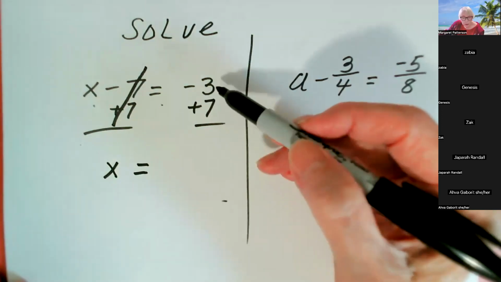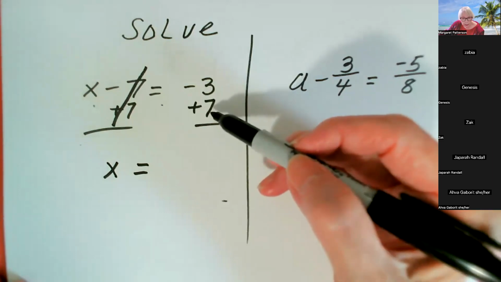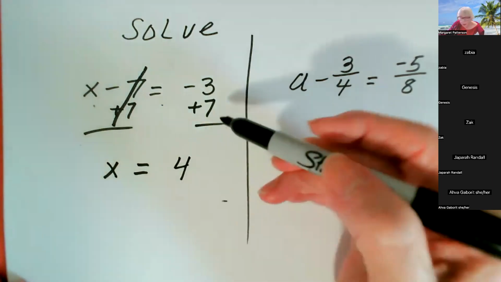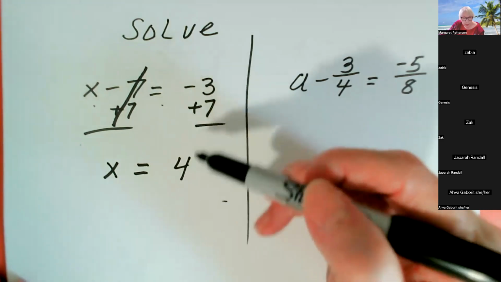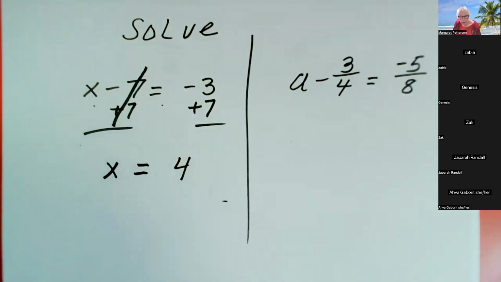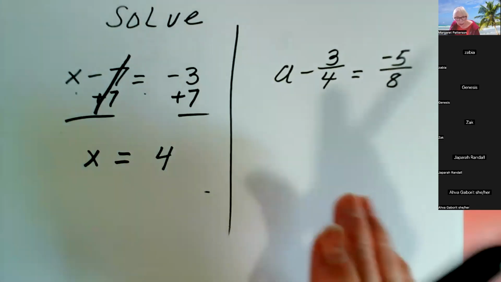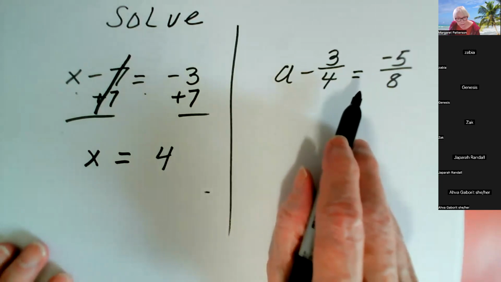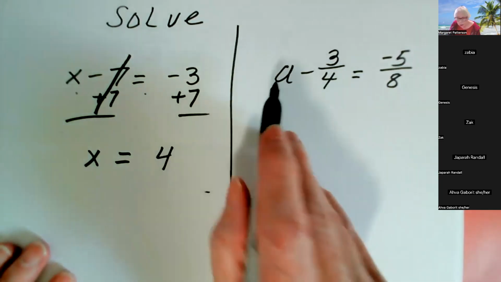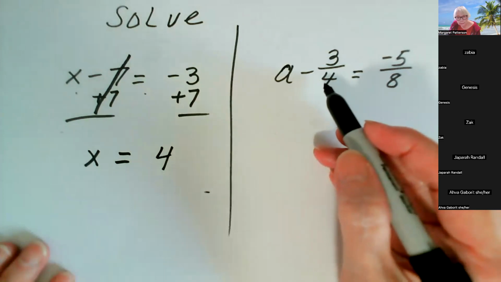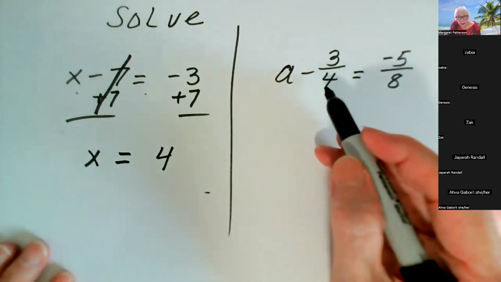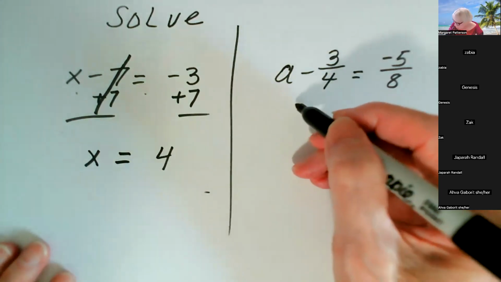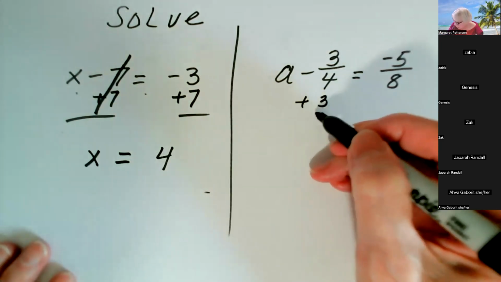So this is that same story. You have a -3 and a +7. The difference is 4. And because the 7 is the bigger one in this case, it's positive. Now, occasionally they bring back fractions. And so this one here, A, has a -3/4. And so to get rid of that, you do the opposite of subtracting, which is adding.